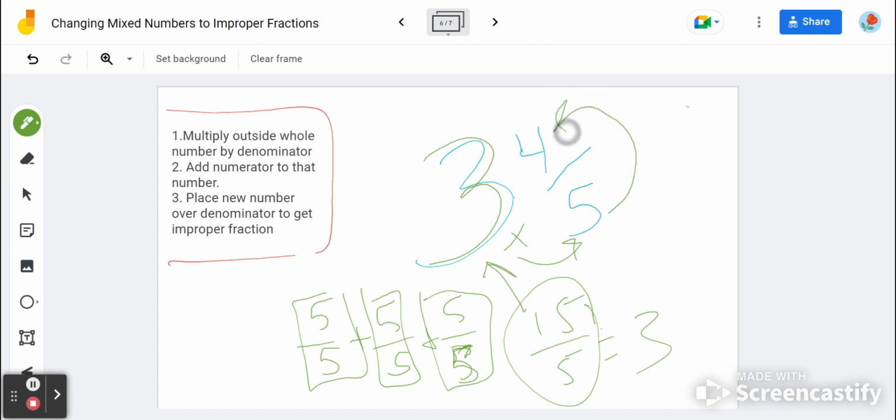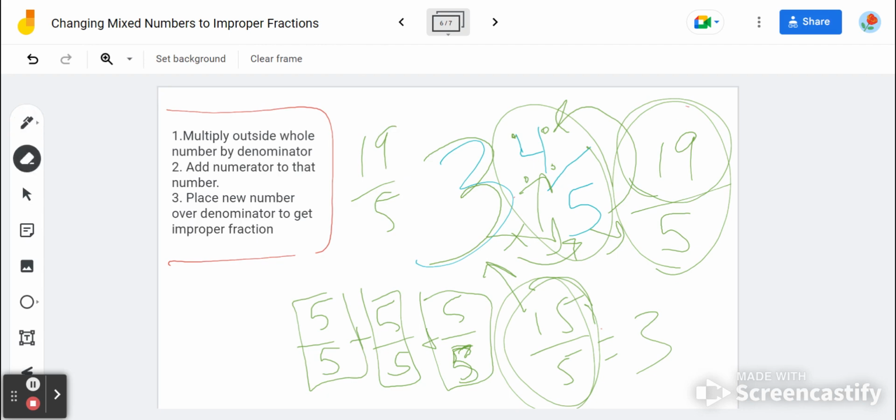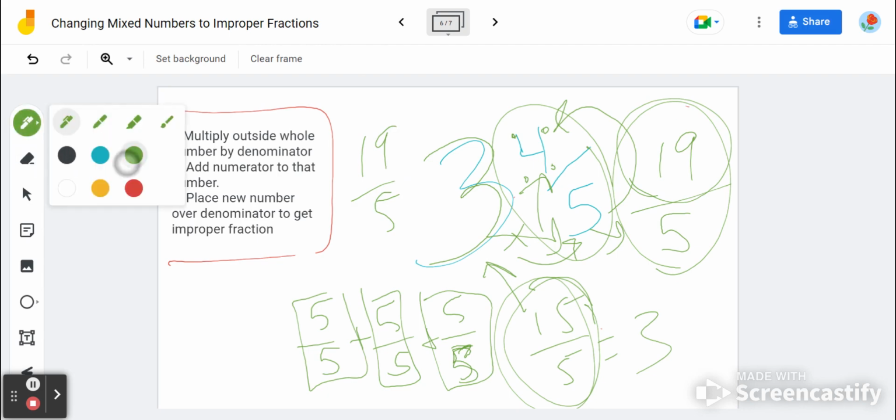Then I add my numerator, because this isn't just 15/5. I have 4 extra fifths that I have to add on to it. So 3 times 5 is 15, 16, 17, 18, 19. Keep your denominator. So this becomes your new numerator when you multiply and add, and you keep your denominator. So my new answer would be 19/5. And let's try one more example.